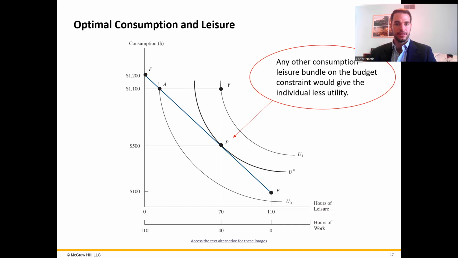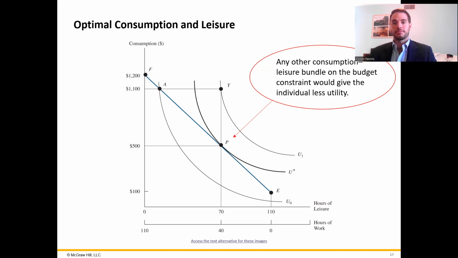The amount of leisure and labor is shown on the x-axis. So this individual will choose 70 hours of leisure, which corresponds to 40 hours of labor. At point P, they're also going to choose $500 worth of consumption. Now, if you tried to move up or down the budget constraint line, you would end up on indifference curves below this indifference curve U star. So it's going to provide less satisfaction.